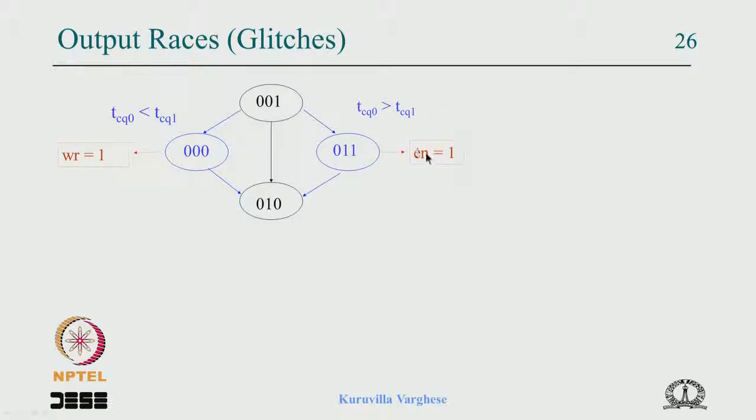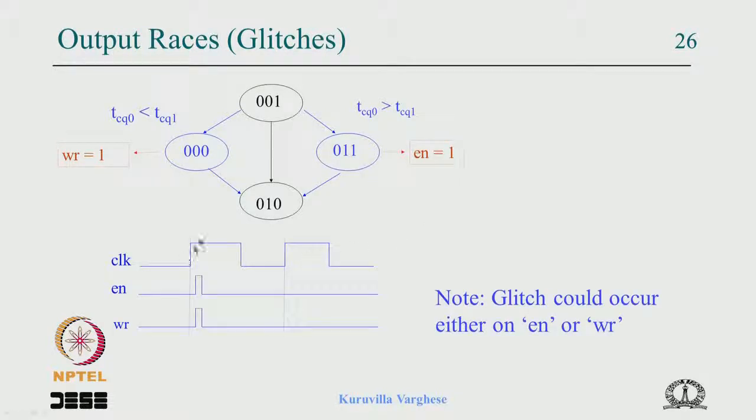Assume that there are two outputs called enable and write, and that is 1 in this state which is valid. So what happens is that when the clock comes and the present state changes from 001 to 010, these outputs will briefly go active. The state here was 001 and now it is 010, but in between it may go through 000 or 011. So if it goes through 000, you get a write pulse briefly going high, a glitch, and an enable pulse which is briefly going high if it happens this way.